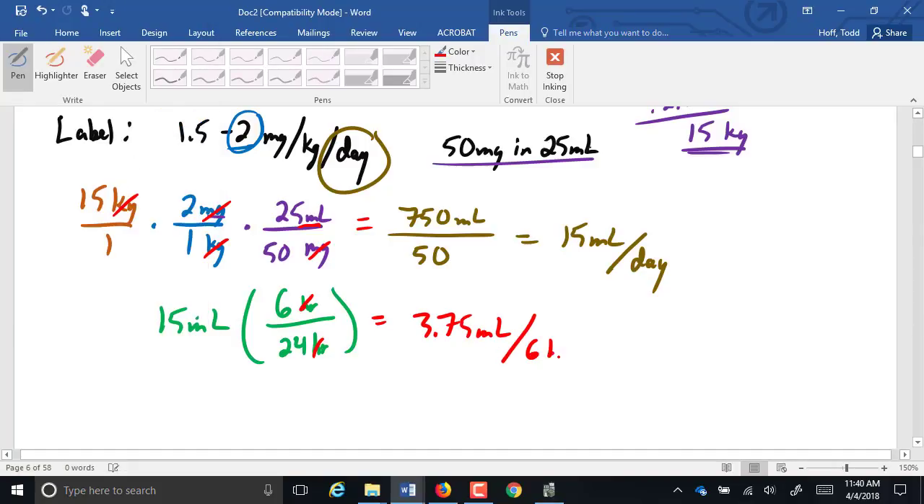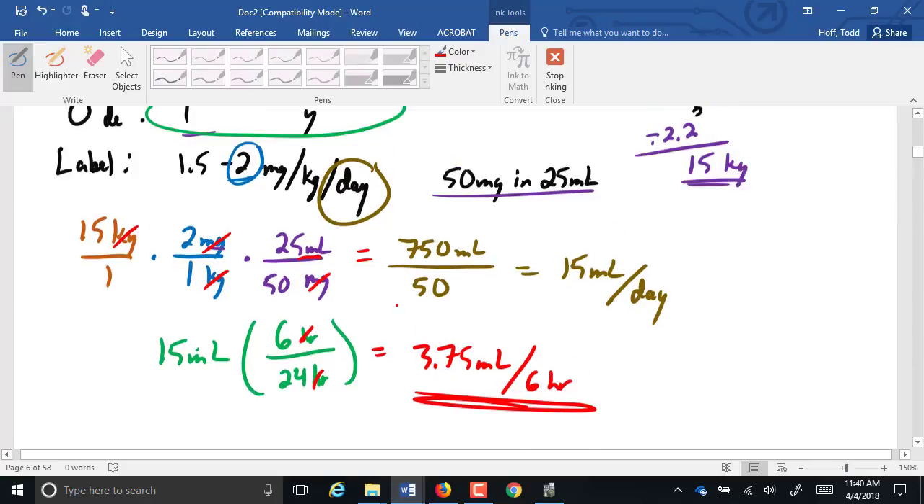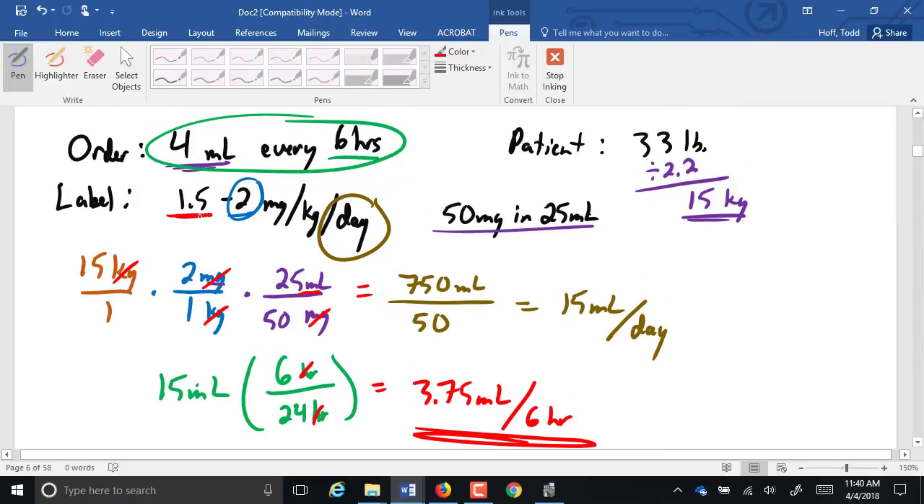That's every 6 hours. So the doctor's dosage of 4 milliliters every 6 hours is a little on the high side. We don't need to find the minimum here because we are already over the maximum, so we're outside of the range. Otherwise, we could do a titration to find the minimum dose. Any questions on finding those types of safe dosages?